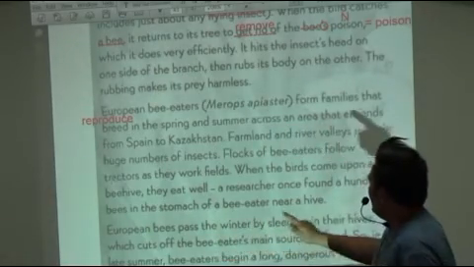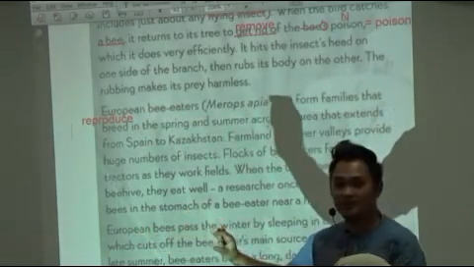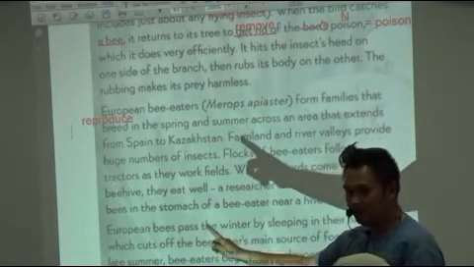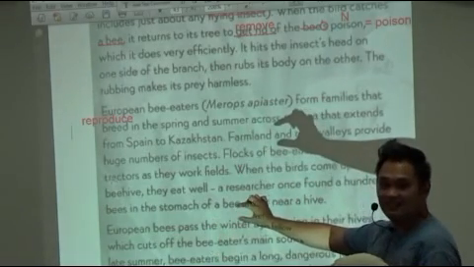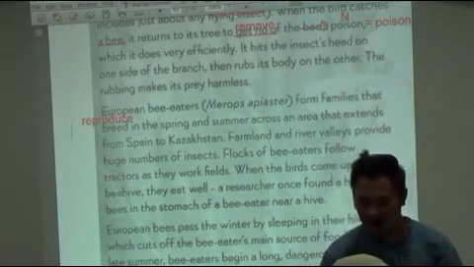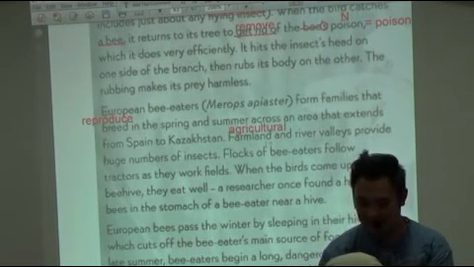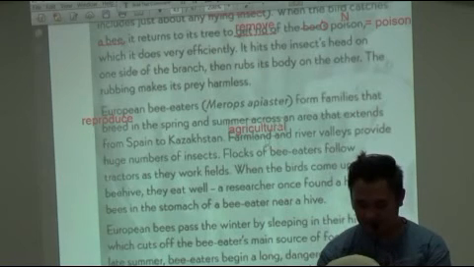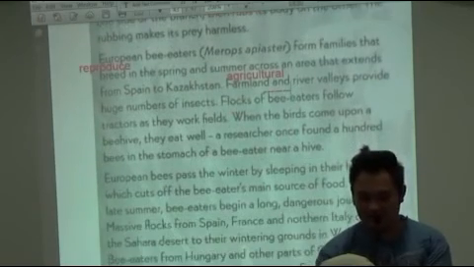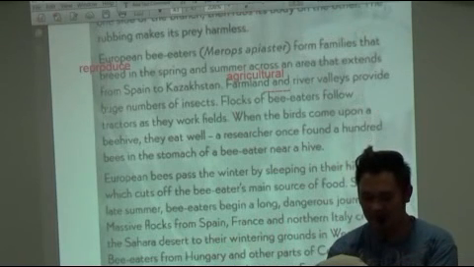Summer, area, extend. Spain, not important. Kazakhstan, not important. We're looking for agricultural land. Farmland. And what's the answer? River valleys. Good. Farmland is agricultural and is your important marker. Where is plenty? Everybody say plenty. Many, a lot. Where is plenty? Huge number. Very good.